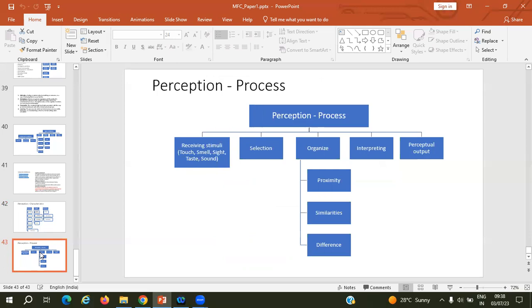What is the process? How is a perception getting created? We'll consider the same example. You can see this stage. These things you can remember: receiving stimuli, selection, organize, interpreting, and output. These are the five steps in the process.